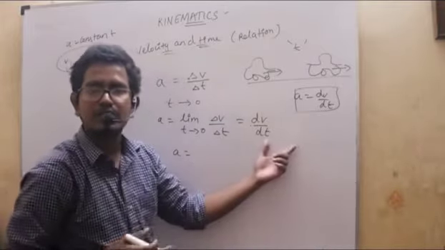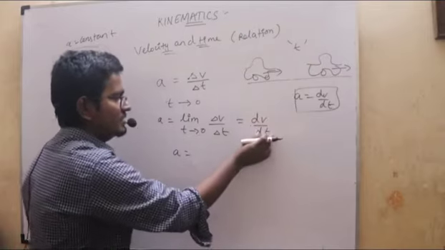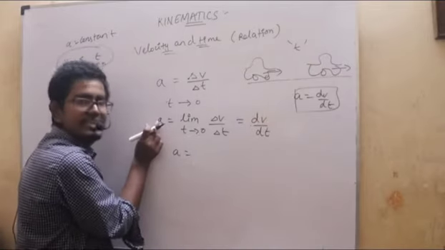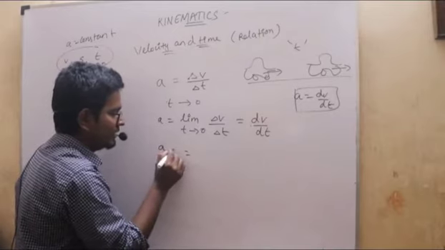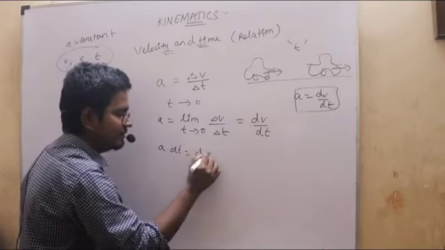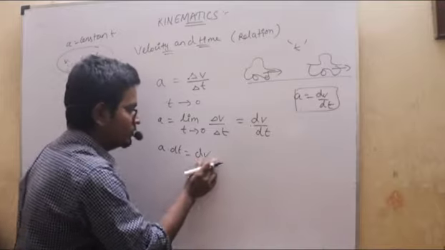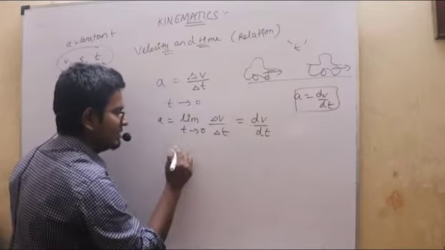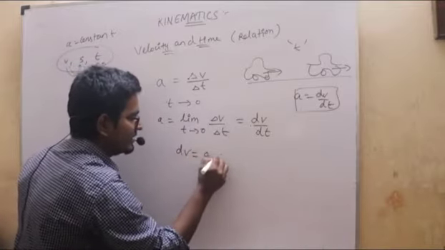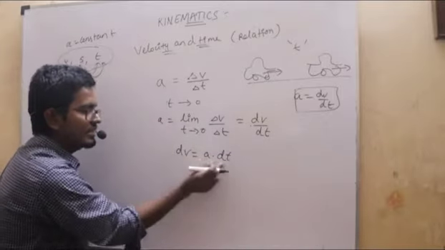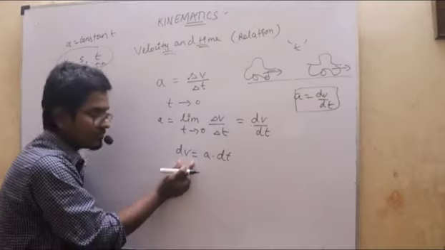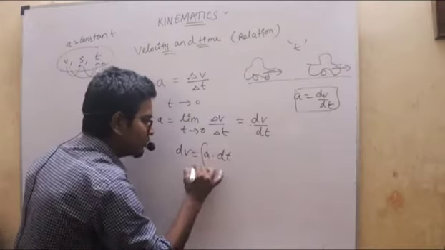What I am going to do now is bring this dt here. So a into dt is equal to dv. Right? Now I am writing it like this: dv is equal to a dot dt. I am bringing this dt here. So a dot dt is equal to dv. Now I am going to integrate this.